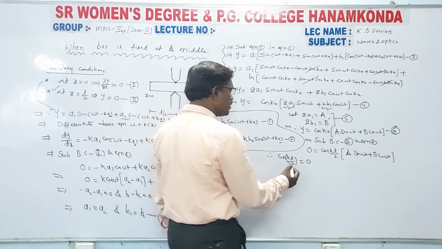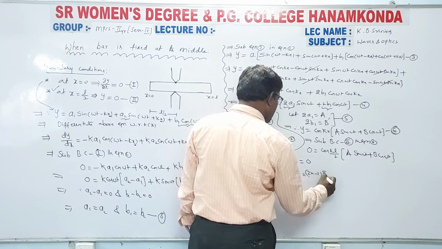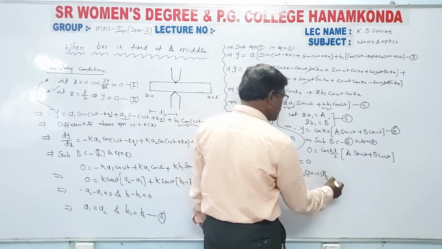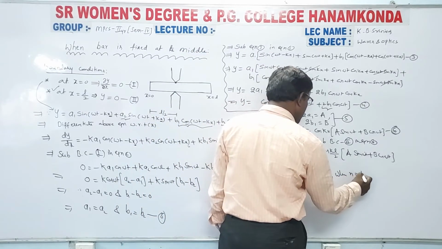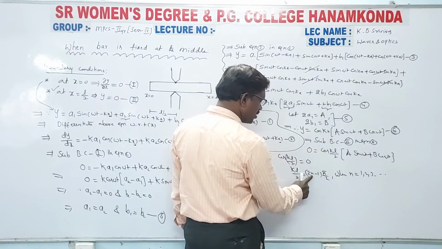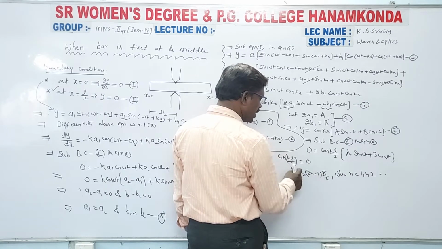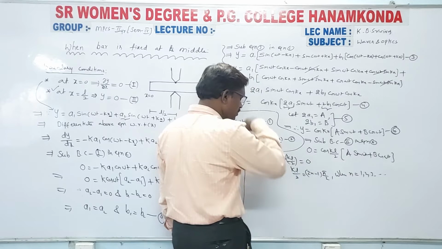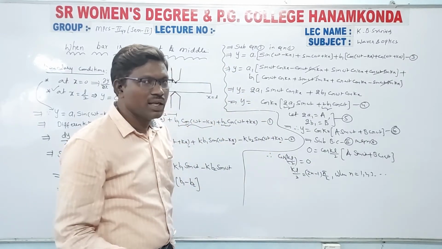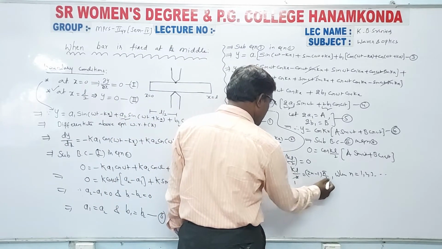Cos of the angle equals 0 when this angle is equal to 2n minus 1 into pi by 2, where n is equal to 1, 2, 3 and so on. If you want, you can check: when n is equal to 1, 2 minus 1 becomes 1. So it becomes pi by 2, kL by 2 equal to 90 degrees, cos of 90 degrees is 0. Whatever values you give for n, finally you will get 0. So this is the solution. So the 2 in kL by 2 gets cancelled.